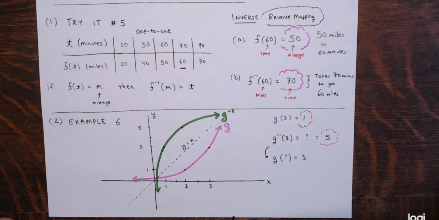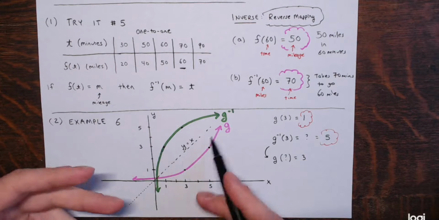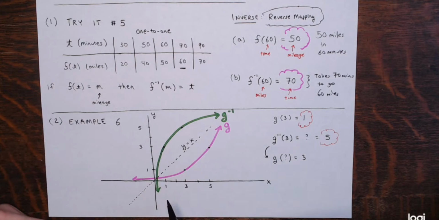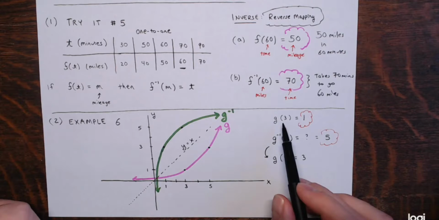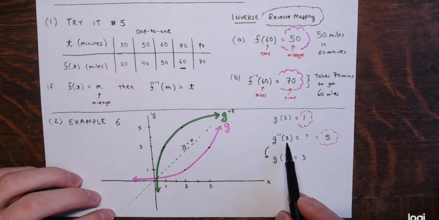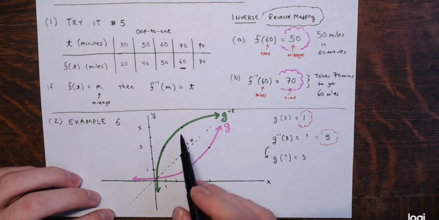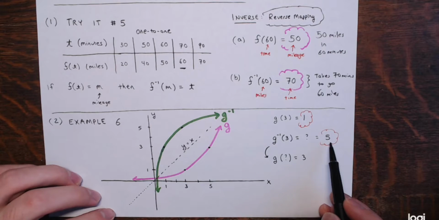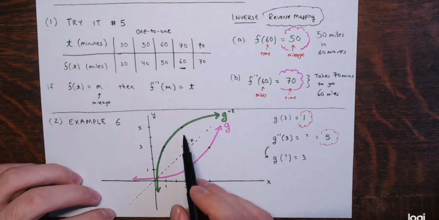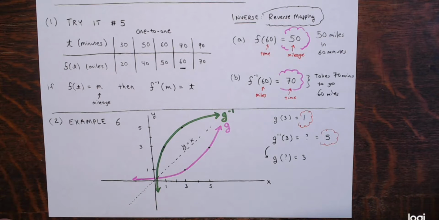And again, it's a hand drawing. It's not the best, but hopefully you can see how these would be reflections across the line y equals x. But yeah, so g of 3 is 1, so input 3, output 1 on g. g inverse of 3 is 5, right? Input 3, output 5 on g inverse, because I saw that 5, 3 was on g, so 3, 5, just reversing the mapping, would be on g inverse. I hope that's clear. And that is all that we are asked to do in this example 6.